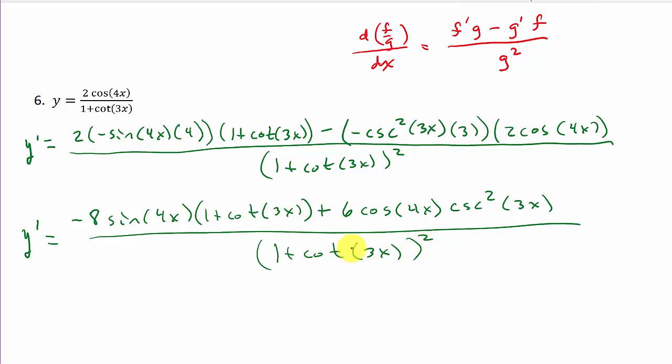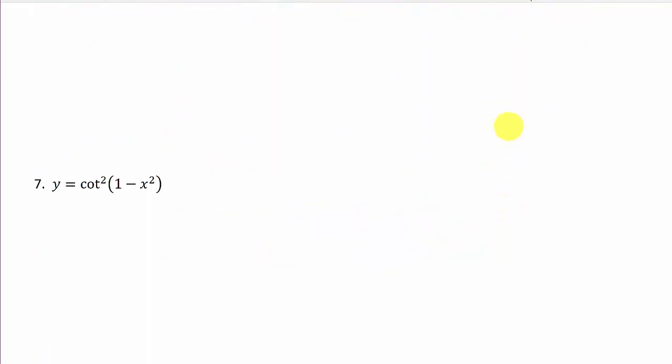And then as far as what else you can do with this, I don't think really much. I guess if you wanted to, you could take this and distribute it to the 1 and the cotangent, but I mean that's not really necessary. I'd just leave it like this. I think that would be good enough. Alright, so let's look at problem 7.